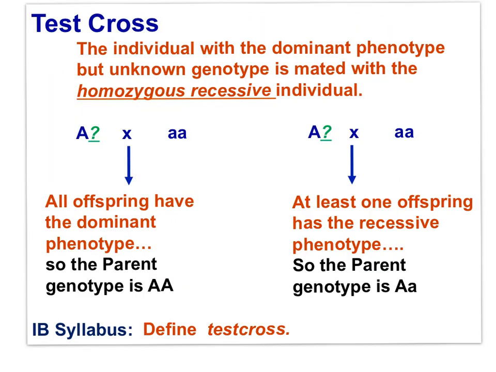The test cross is used to determine an unknown allele when an individual has the dominant phenotype. A test cross is when the individual with the dominant phenotype but unknown genotype is mated with a homozygous recessive individual. This is the test cross. So we take the individual whose second allele is not known, we mate it with the homozygous recessive, and we take a look at the offspring. If all the offspring have the dominant phenotype, this parent is going to be homozygous dominant. But if at least one offspring has the recessive phenotype, only one is required, this parent is heterozygous.